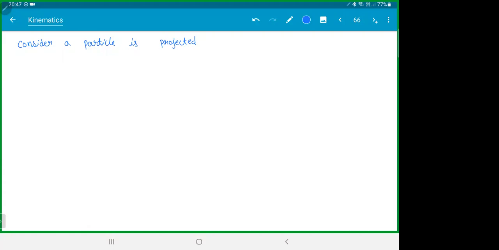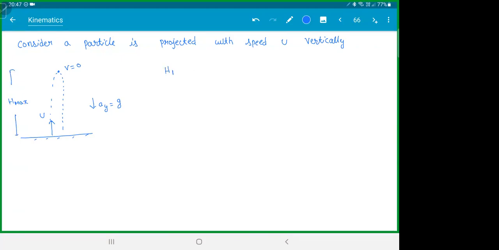Okay, let's go ahead. With speed u vertically. So if you project with speed u, it goes up and comes down. Actually, it happens on the same line, but for our understanding, I'm just drawing it to the side. The acceleration in the y direction is g downward. At the highest point, we get v0, and this is your h max. So h max is your maximum height from the point of projection.